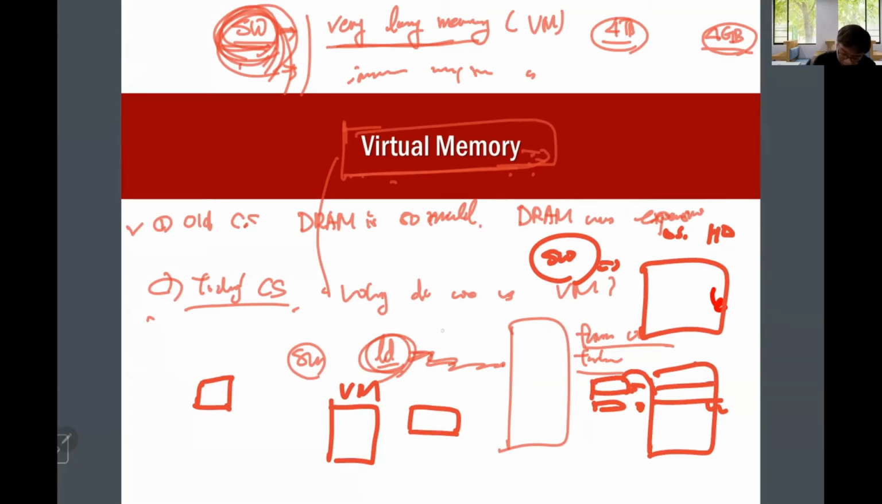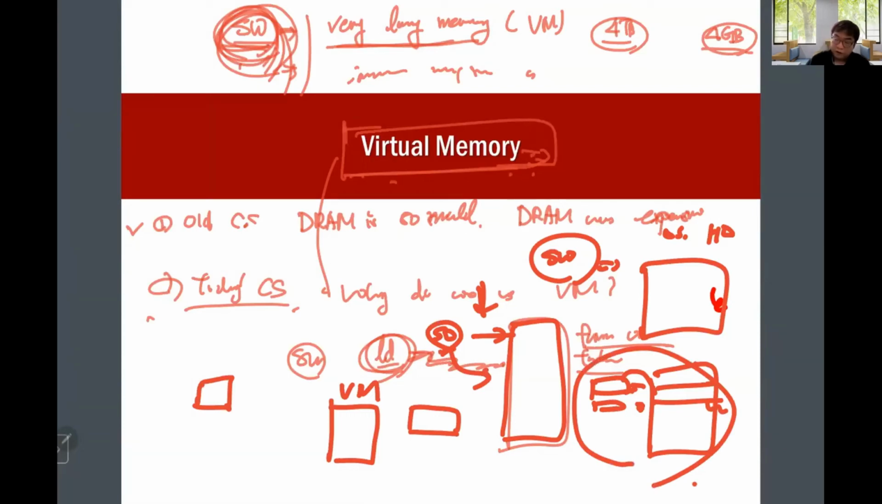So when the software is designed, the software thinks that it can access this large memory only by itself. The software engineers assume that when this software is executed, only this software is running, and this software uses a very large memory.